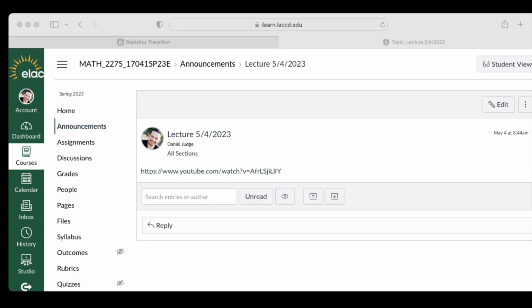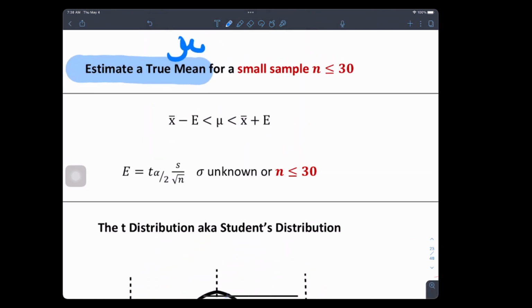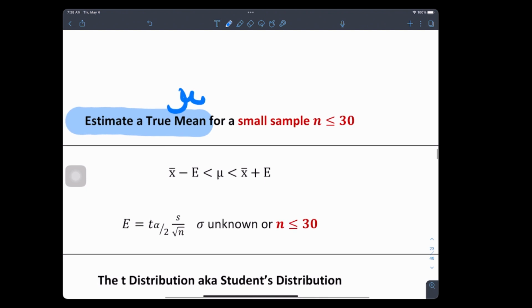Estimating. Is that true? We're going to work on some more estimation. You go, good. But this time, we're going to estimate using what? We're going to ask, this is an important detail. What's a true mean again? What do we represent that with? Mu. So we're going to estimate a true mean with a small sample. What is a small sample? A sample size no more than 30. It's really 30 and under.